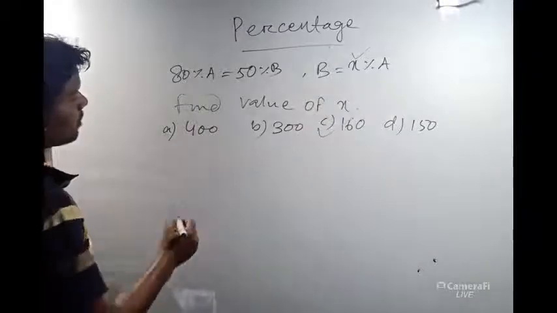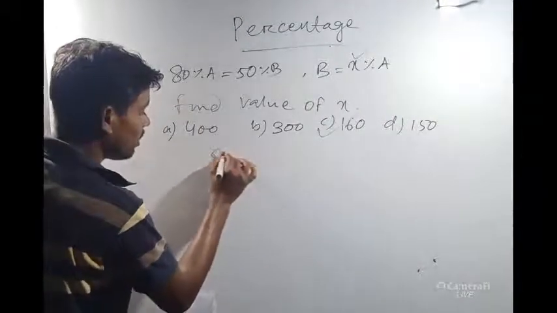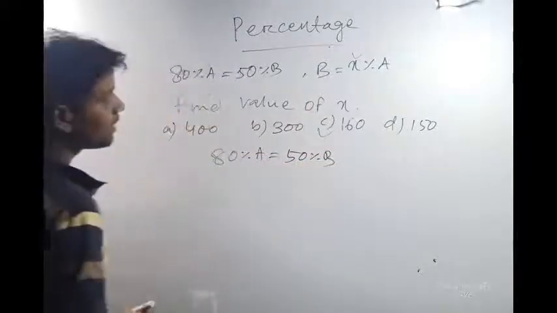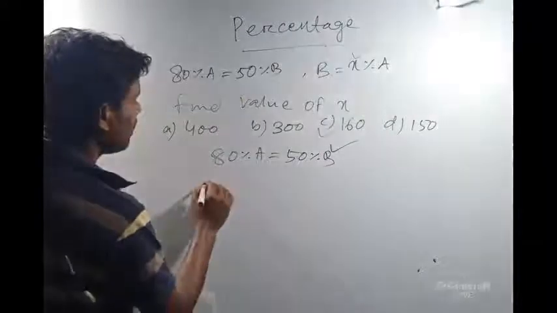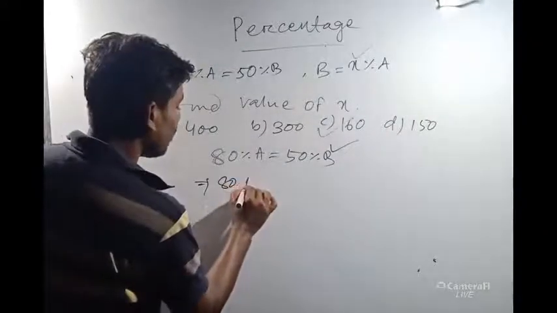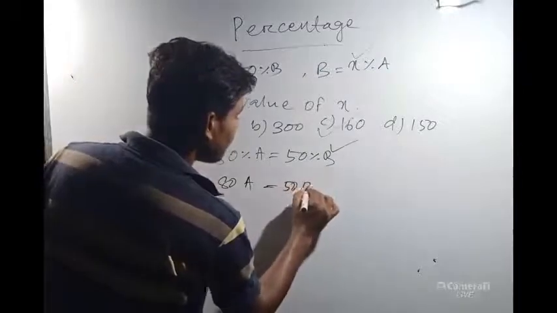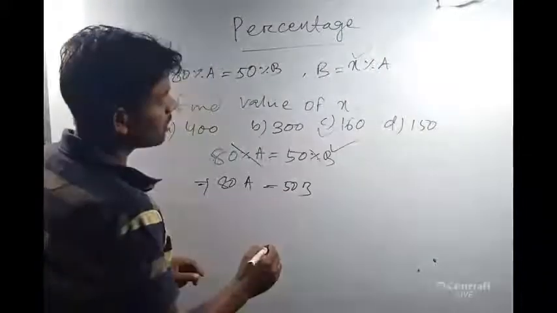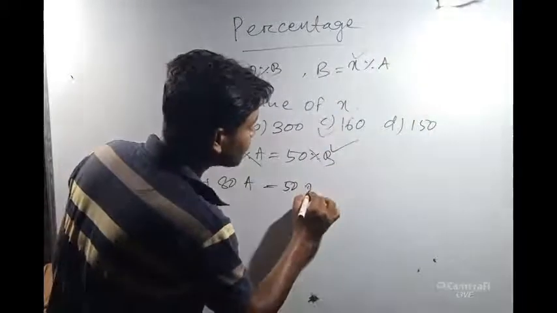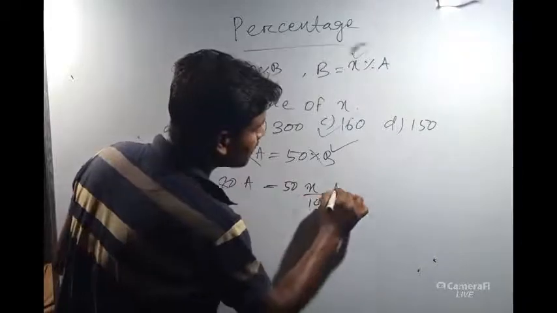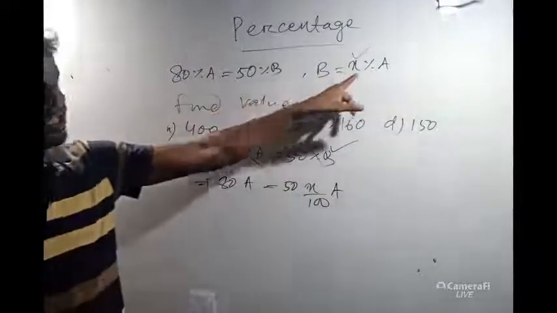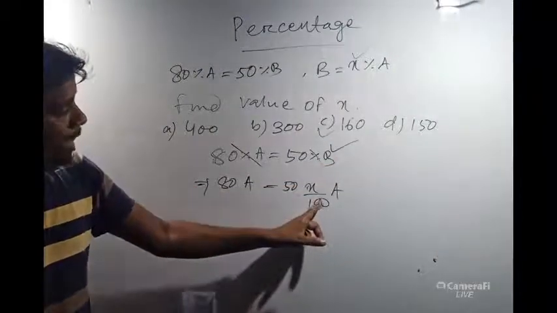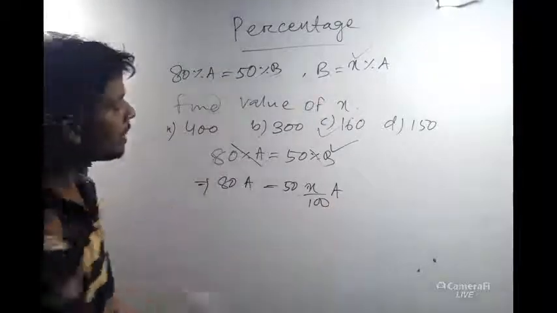See how to solve it. 80% of A equal 50% of B, and B equal X% of A. This can be written 80 of A equal 50 of B. Then the percentage sign is cancelled on both sides. And this B can be written X% of A, X% means X by 100. So we can write X by 100 into A in the place of B.